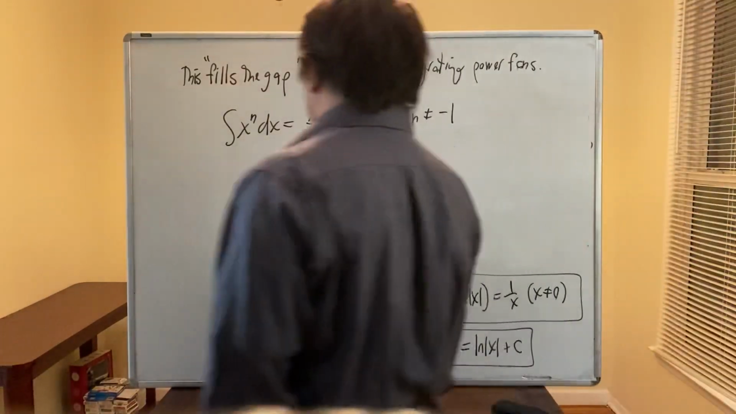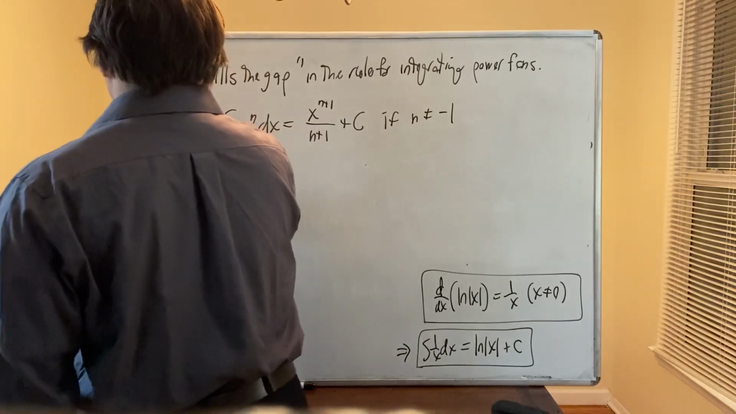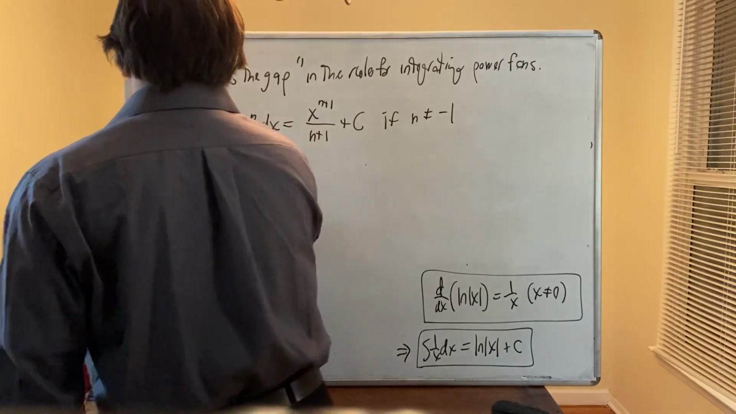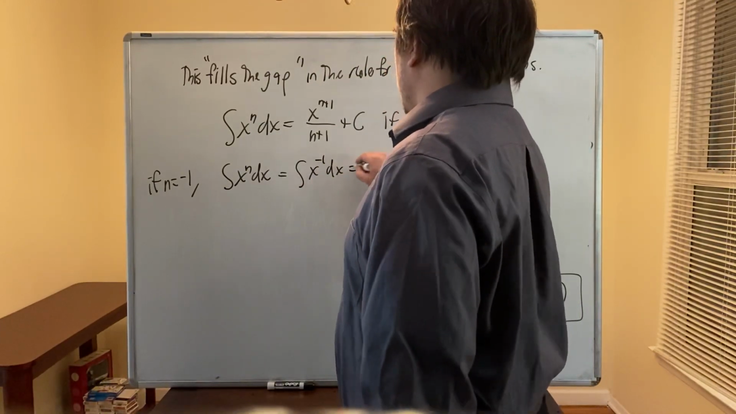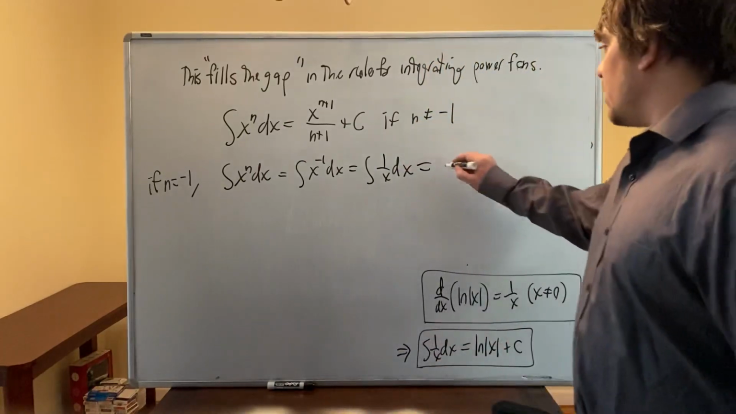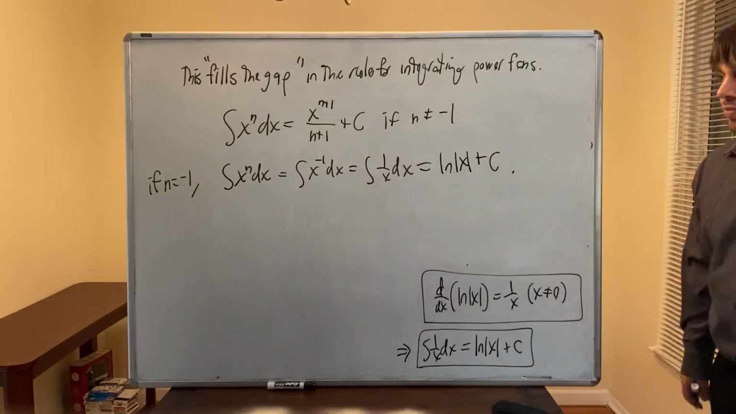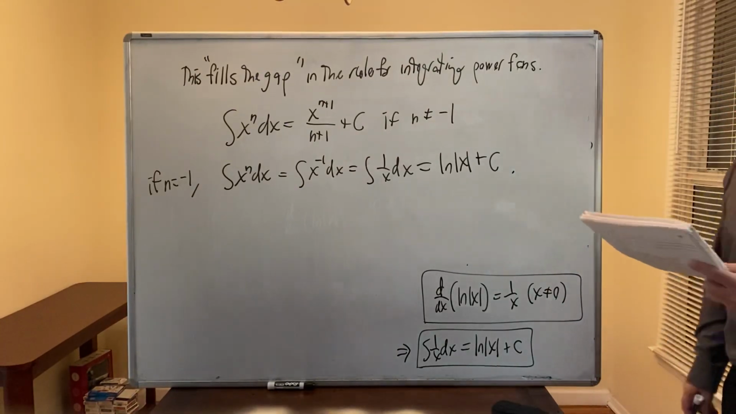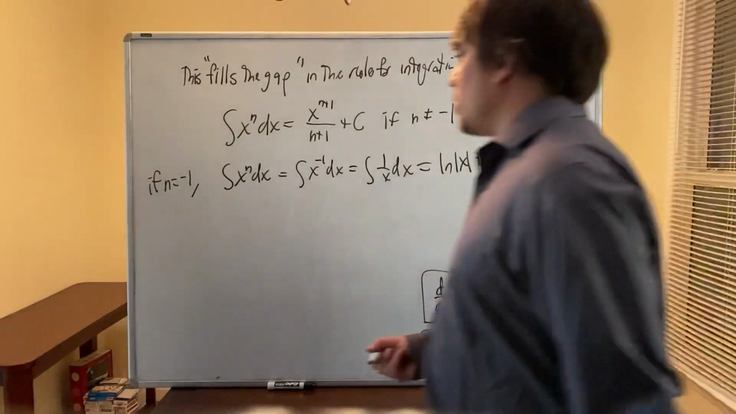Well, if n equals negative 1, then the integral of x to the n dx, if n equals negative 1, is equal to the integral of x to negative 1 dx. That's equal to the integral of 1 over x dx. And by this formula, that equals ln of the absolute value of x plus c.